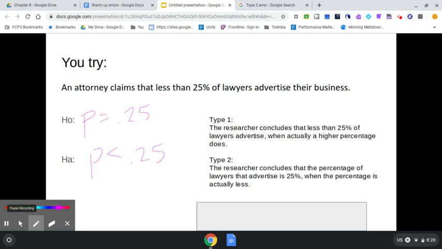Okay, in this case, the null hypothesis would say P equals 0.25. We're hypothesizing about a proportion, so we want to use the P instead of the symbol for the mean, mu. The alternative hypothesis, P is less than 0.25. The type 1 error in this case, the researcher concludes that less than 25% of lawyers advertise when actually a higher percentage does. And then the type 2, the researcher concludes that the percentage of lawyers that advertise is 25% when the percentage is actually less.